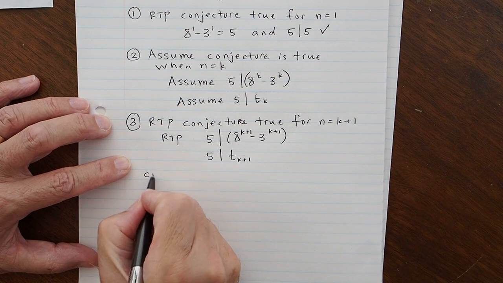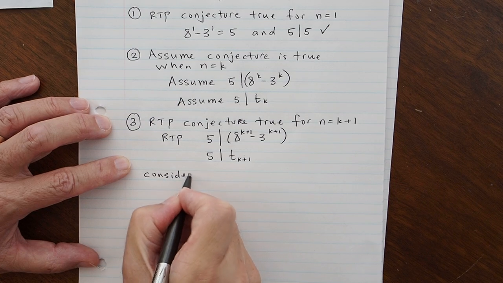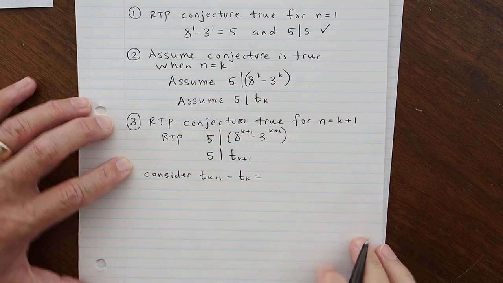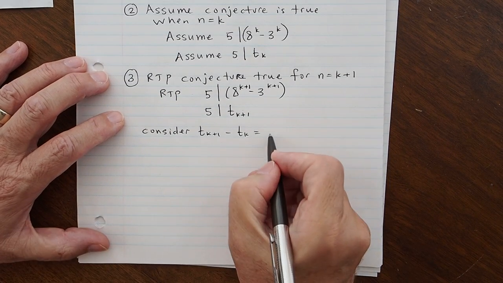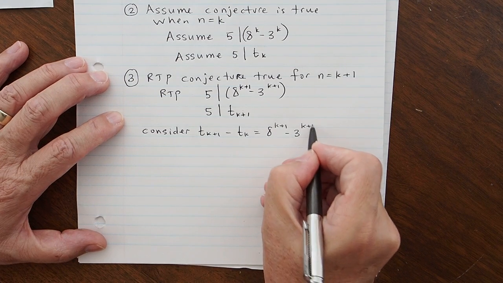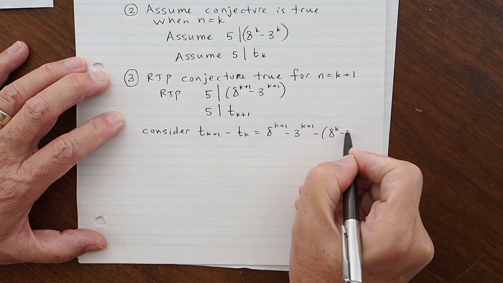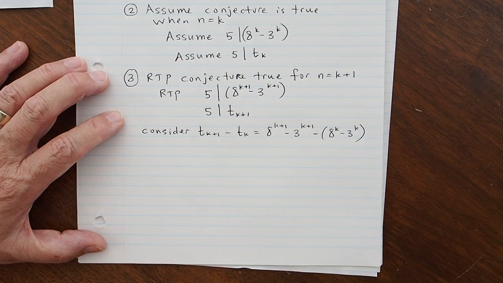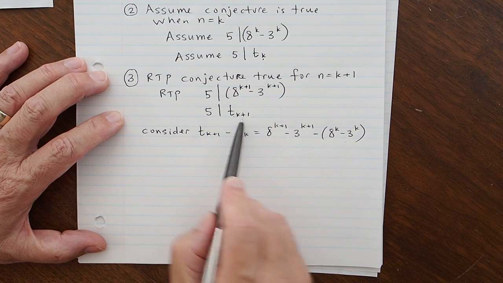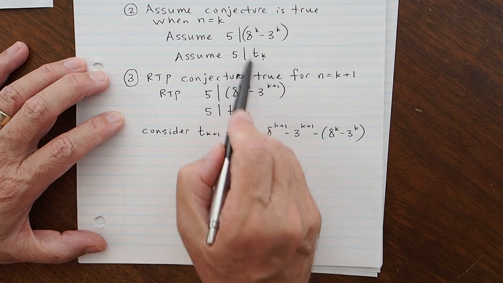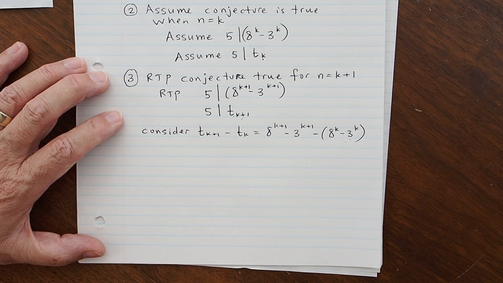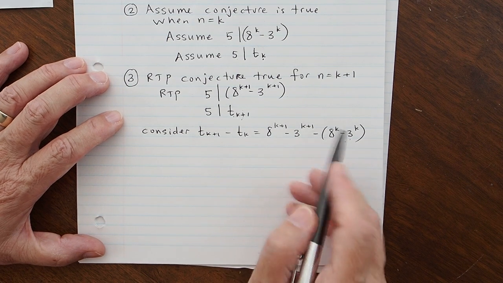So we're going to consider this. Consider the difference between two adjacent terms, t_(k+1) and t_k. Right? And if we do that, we've got this. 8 to the k plus 1 minus 3 to the k plus 1 minus 8 to the k minus 3 to the k. This is the quantity that you would add to the kth term to get the k plus first term. If this is a multiple of 5 and this is a multiple of 5, then this must be a multiple of 5, is our thinking. That's our approach. Let's simplify this expression and see what happens.